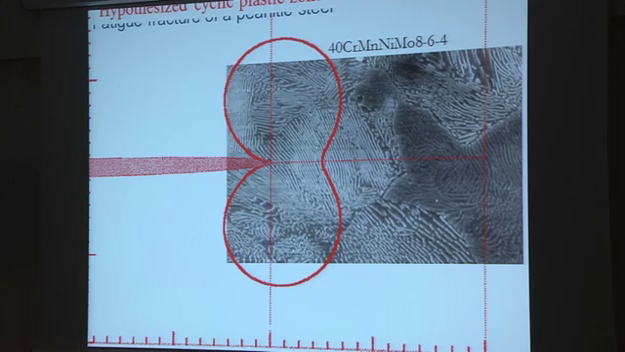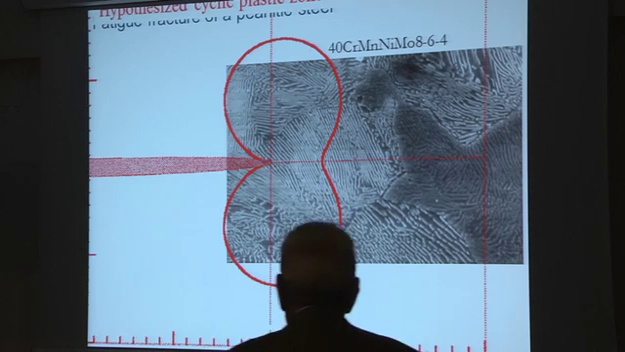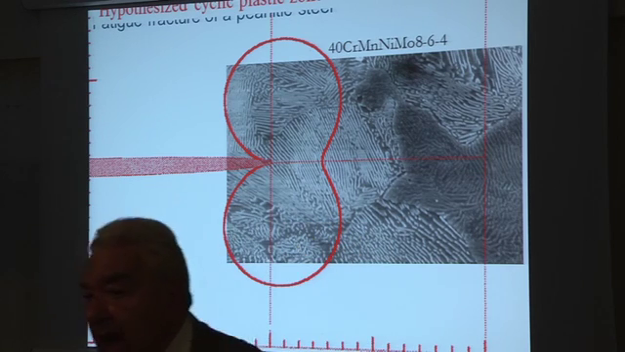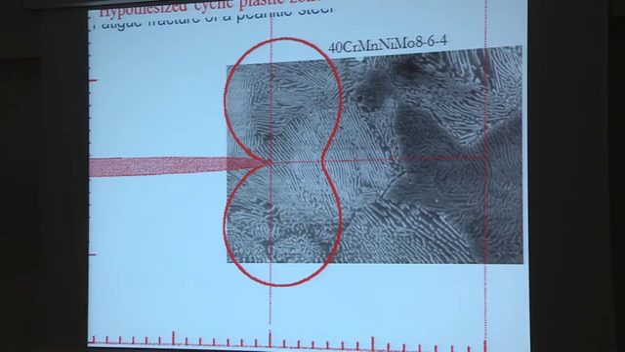You can count about 15. The white ones are the cementite, the dark ones are the ferrite lamella. What's the difference of mechanical behavior between ferrite and cementite? Ferrite is ductile. Cementite is brittle, is a carbide.